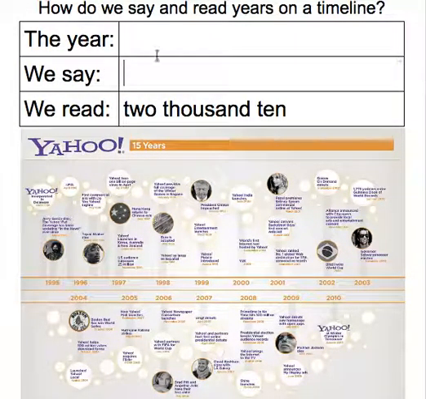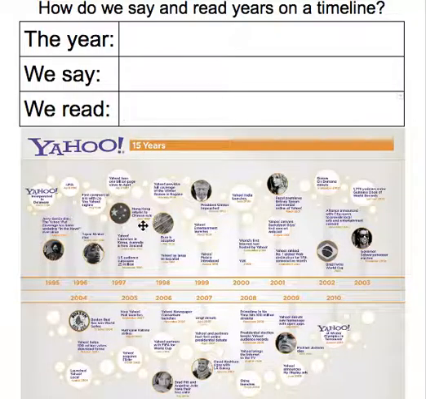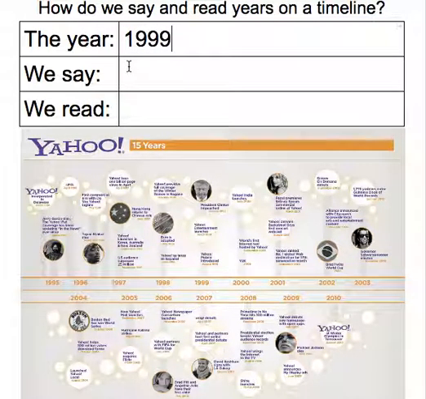It gets more tricky when we look at years that come before 2000 on the timeline. Here's 2000. Here's another number right here. I'm going to write this year up here. Make a guess. How do you say this year in English?